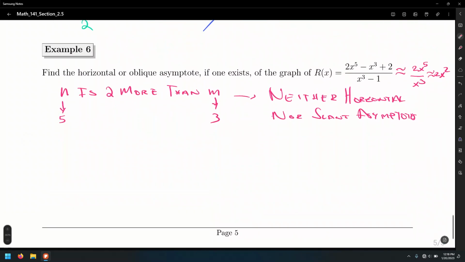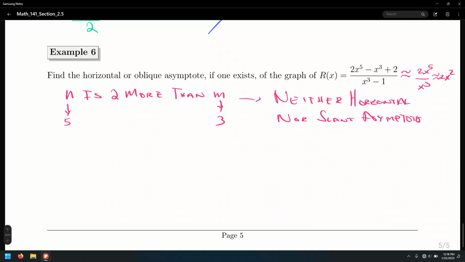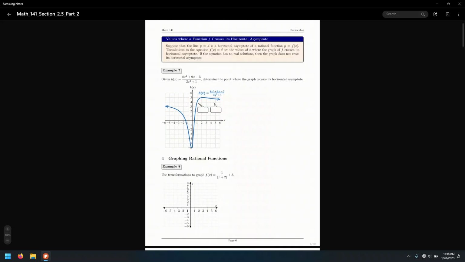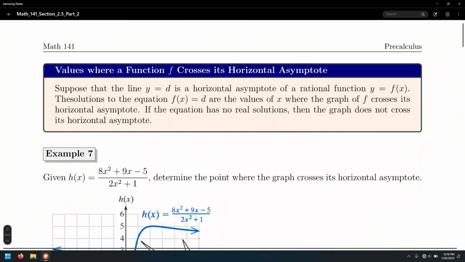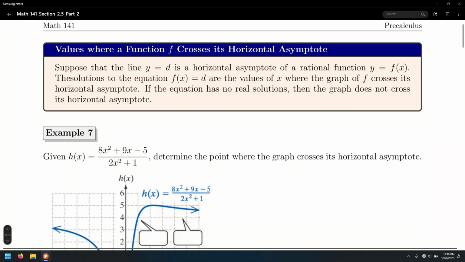All right, so let's move on. Oh yeah, that's the end of this PDF file. Let me move on to this one right here. All right. So the next topic, before looking at the graphing, is finding the values where a function f crosses its own horizontal asymptote.